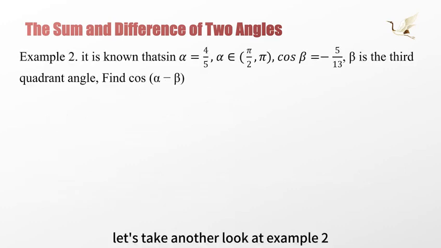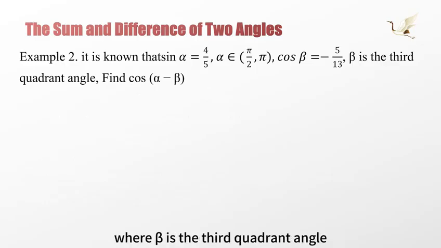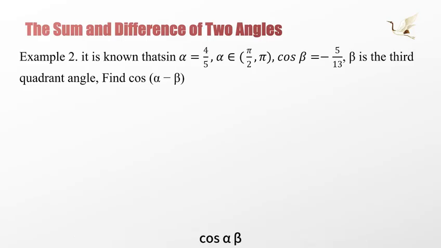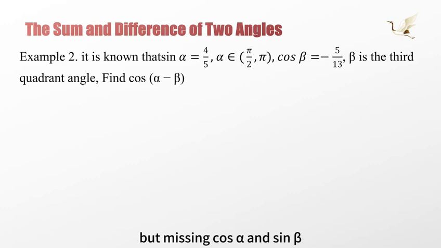Let's take another look at example 2. Sine alpha is equal to 4/5, alpha belongs to the range of π/2 to π. Cosine beta is equal to negative 5/13, where beta is a third quadrant angle. Calculate cosine(alpha minus beta). The cosine formula for the difference angle requires the sine and cosine values of alpha and beta. The problem has already given sine alpha and cosine beta, but is missing cosine alpha and sine beta.